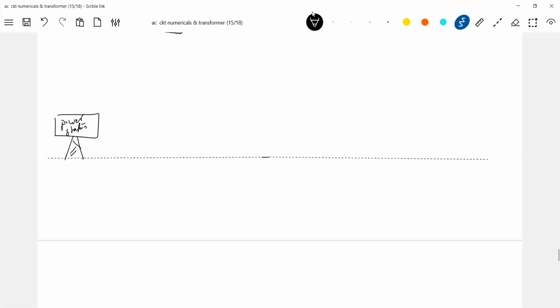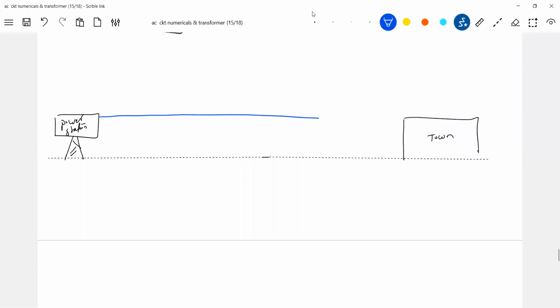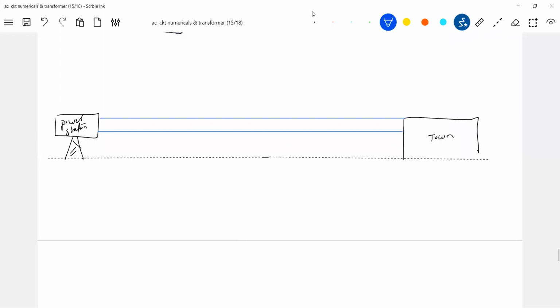In the town, it has to be distributed. So there's a town. Then what I do is I'll connect a cable, because to transfer power I'll connect a cable. The cable will have resistance, because it's a conductor basically. And if an AC signal flows through a resistor R, will there be any power dissipated? Yes, there'll be power dissipated.